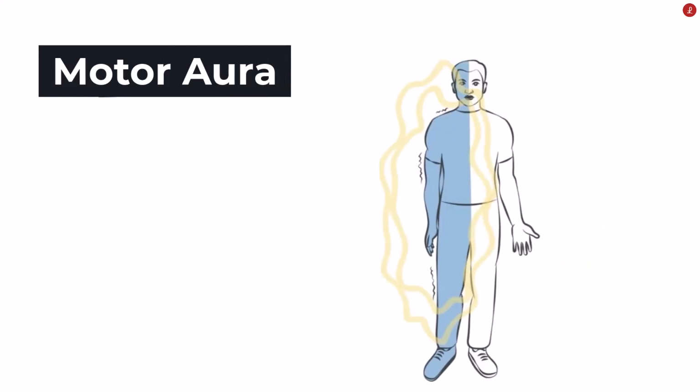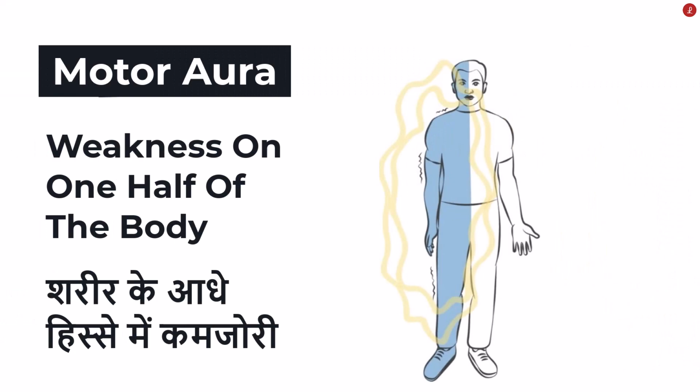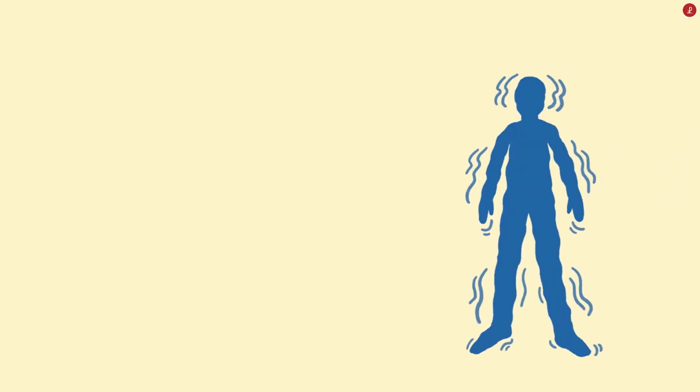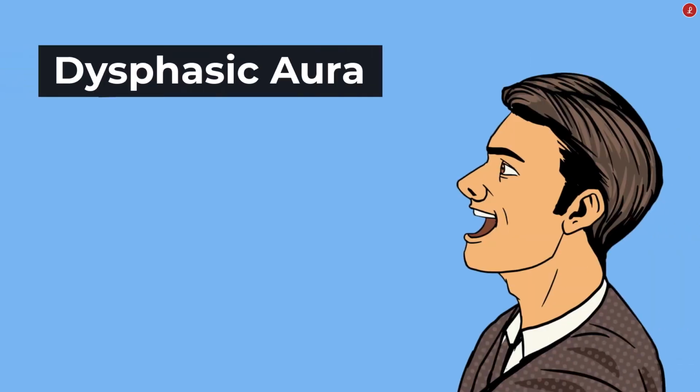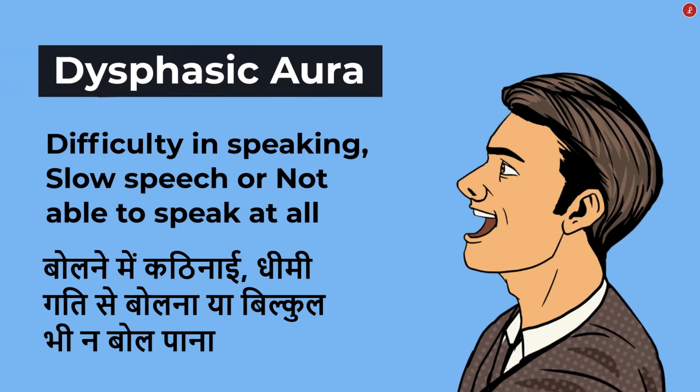What does motor aura mean? Motor aura means that you have weakness on one half of the body. Sensory means you have numbness or a tingling sensation on one half of the body. Dysphasic aura means that you have difficulty in speaking, slurred speech, or you are not able to speak at all.